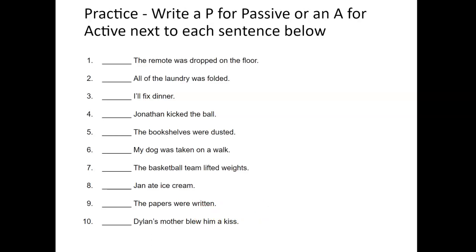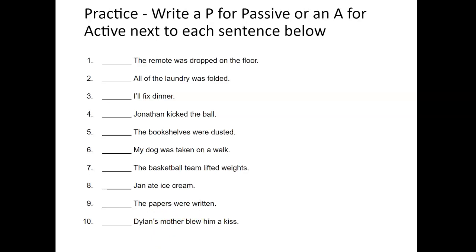And number ten, Dylan's mother blew him a kiss. Active or passive? Our final one, number ten, is active. Blew a kiss. Blew is our verb. We have to ask ourselves who blew that kiss. It was the mother. That is before the verb blew. And so number ten is active.